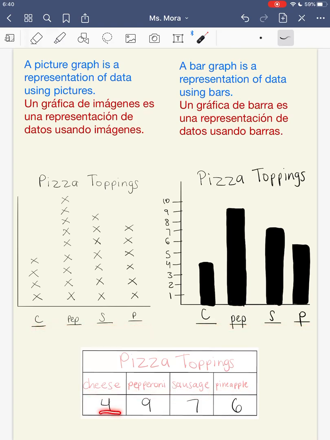Okay, and here I see that 4 people like cheese, and that's what I see here in the 4 x's, and my bar goes up to the 4. 9 people like pepperoni, so I have 9 x's here, and my pepperoni bar goes up to the 9. 7 people like sausage, and you can see that because there's 7 x's in my picture graph, and my bar graph goes up to the 7. And 6 people like pineapple, and you can see that here with the 6 x's and the bar graph that goes up to the 6. Okay, so the same information from my table is found in both my picture graph and my bar graph.